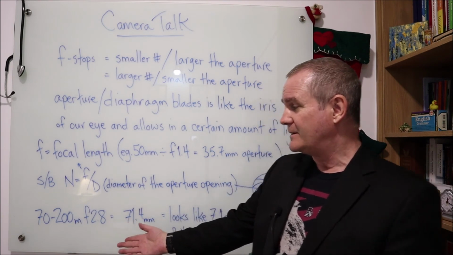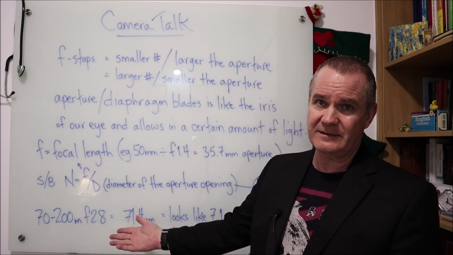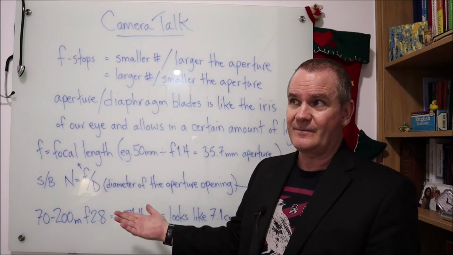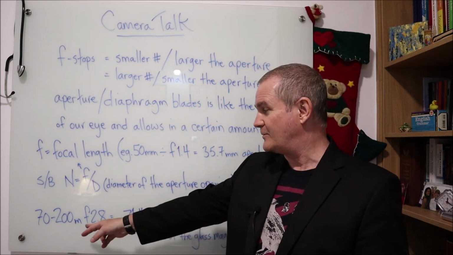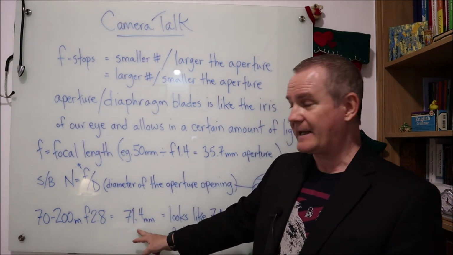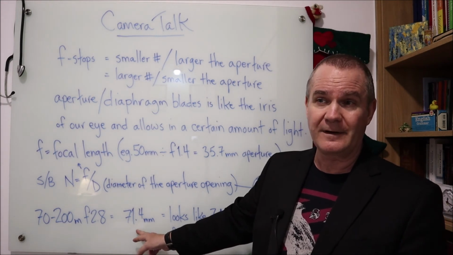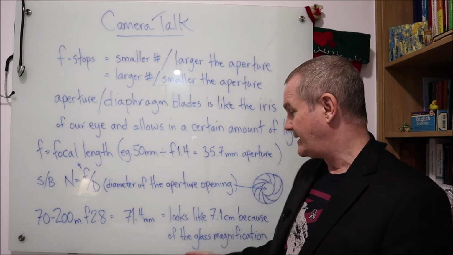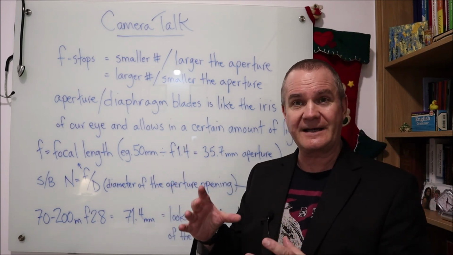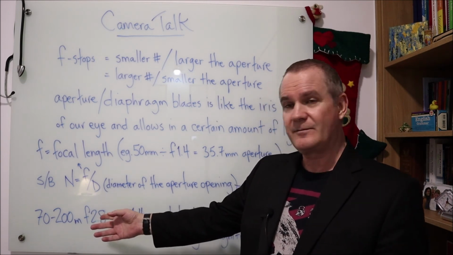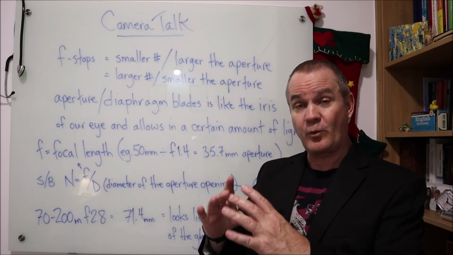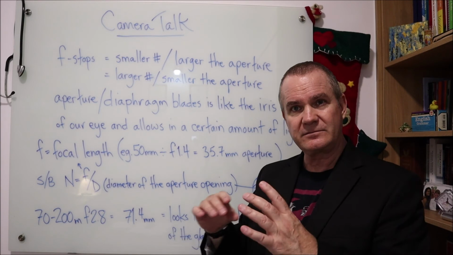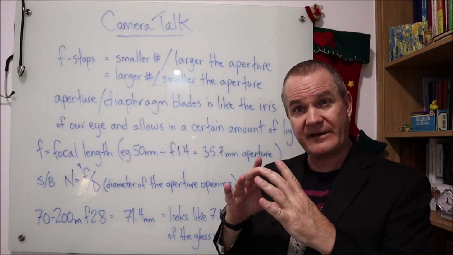My example was the 70 to 200 millimeter lens at f2.8. In the regular way people describe these, if you divide 200 by 2.8, you end up with 71.4 millimeters, or 7.1 centimeters. And if you look at the size of that 200 millimeter lens and where the diaphragm is located within it, is it really possible to have an opening of 7.1?